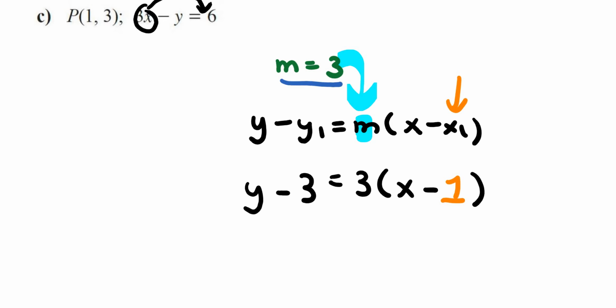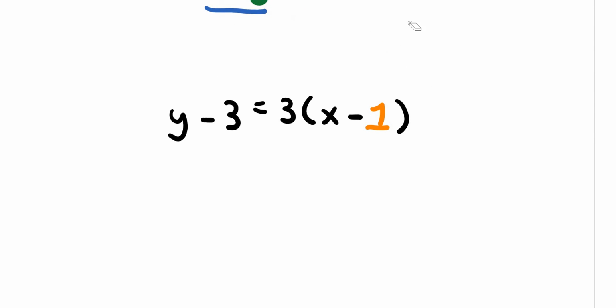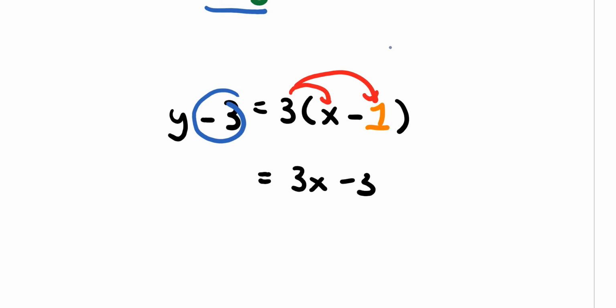Okay. Now we're almost done here. What we have to do now is distribute this. So 3x and minus 3. So that's going to be 3x minus 3. And this negative 3, if I bring that over, I get positive 3 there.